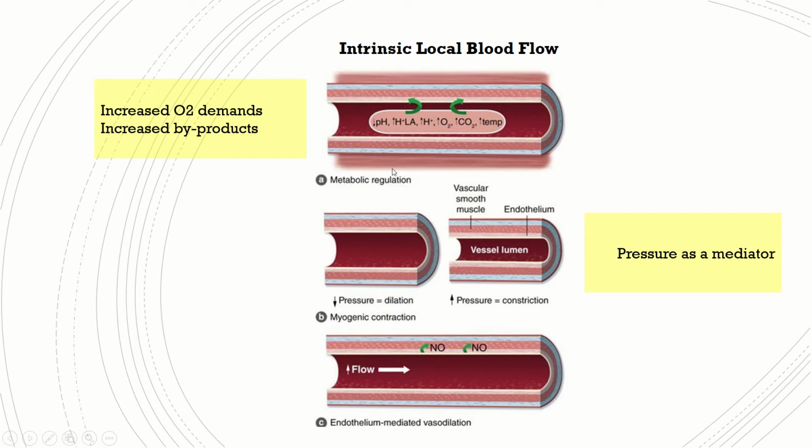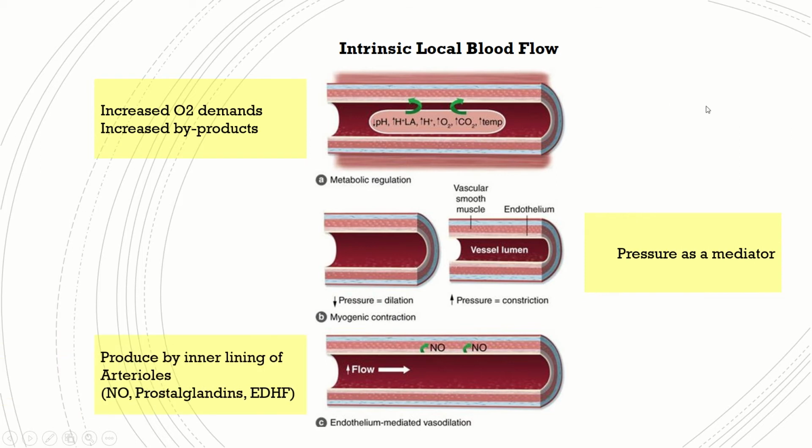Pressure also plays a role, as the arterioles and arteries themselves have baroreceptors, so they're capable of changing their reactions based on changes in pressure. As the pressure inside decreases, there is further dilation. As pressure increases, there's contraction. That is a myogenic control of intrinsic blood flow.